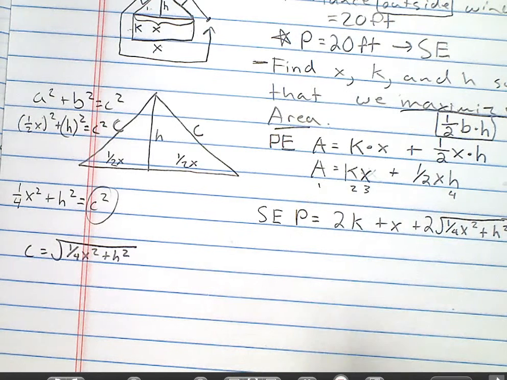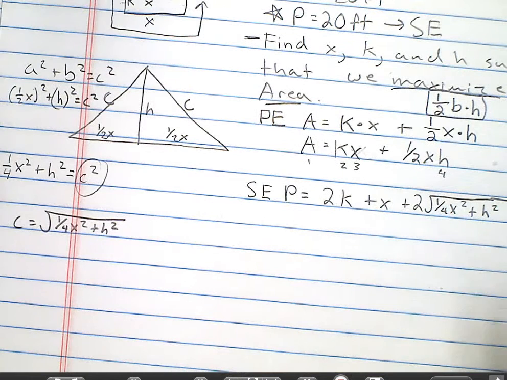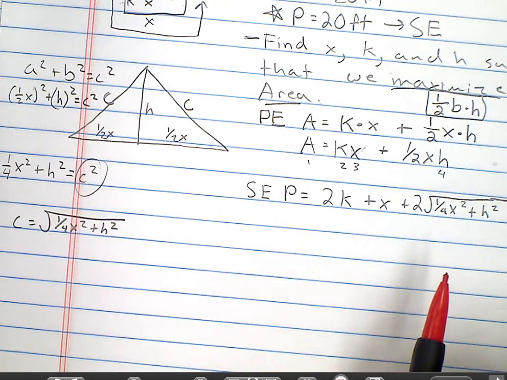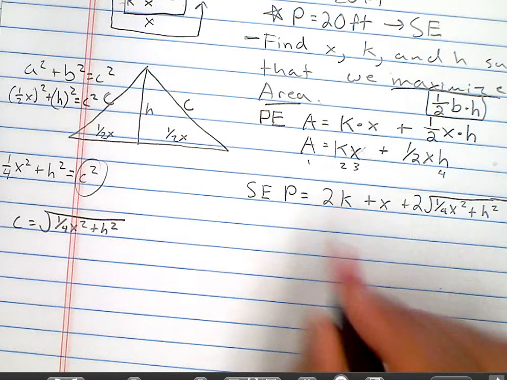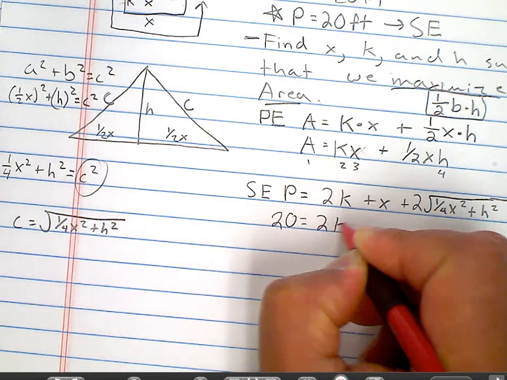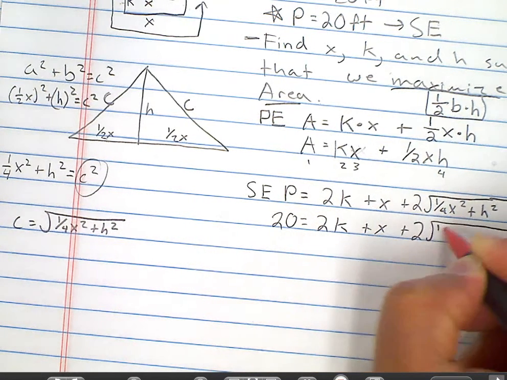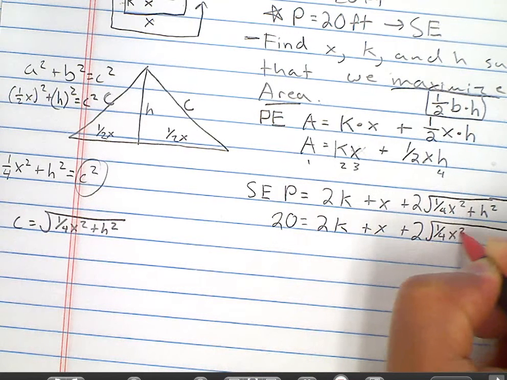So let's take a look at our secondary equation. What is the parameter we're given here? It's 20. So the perimeter is 20. So here we go: 20 equals 2k plus x plus 2 square root of 1/4 x squared plus h squared.